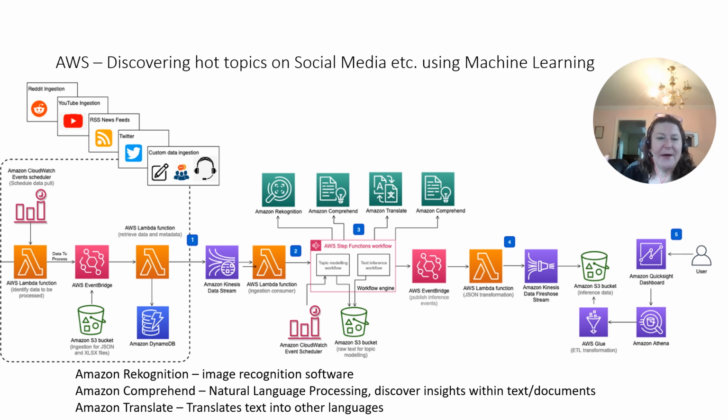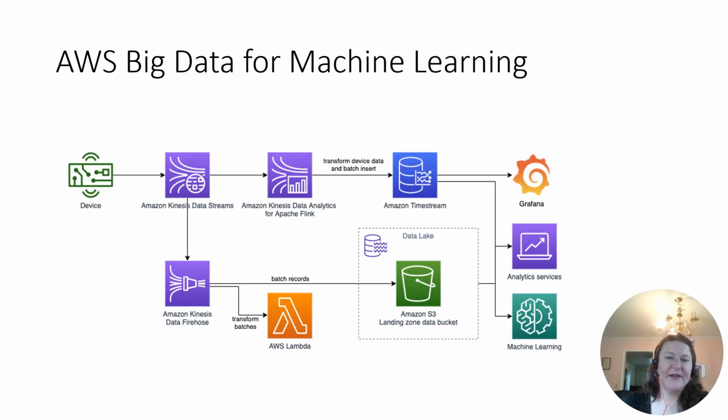So, these are all example architectures that you might use machine learning components within. Here's another example of how big data and machine learning can be part of a whole architecture. Your devices on the left-hand side, remember that could be any Internet of Things device.